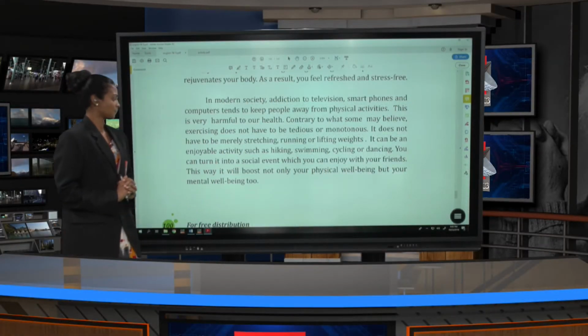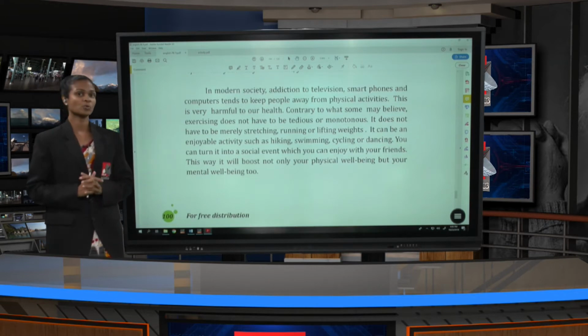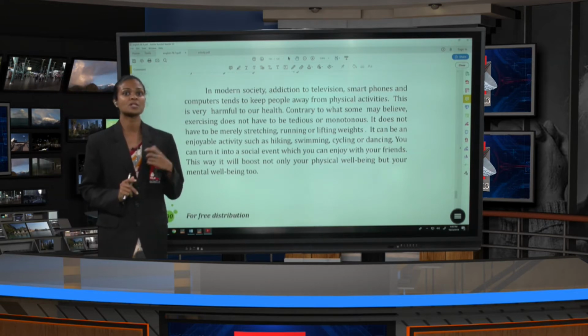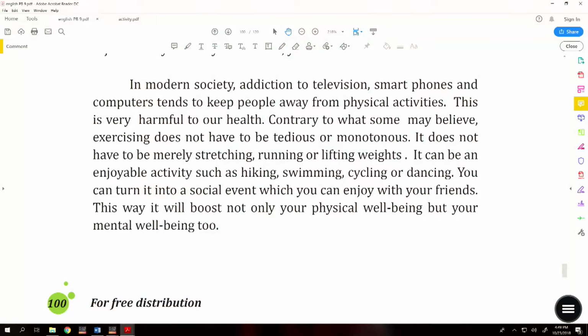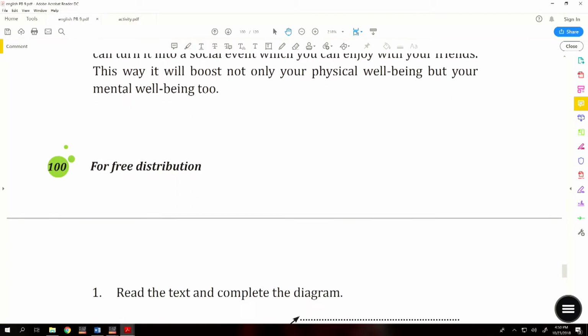Right? This way it will boost not only your physical well-being but your mental well-being too. It keeps us in a very high condition, physically and mentally. Right.